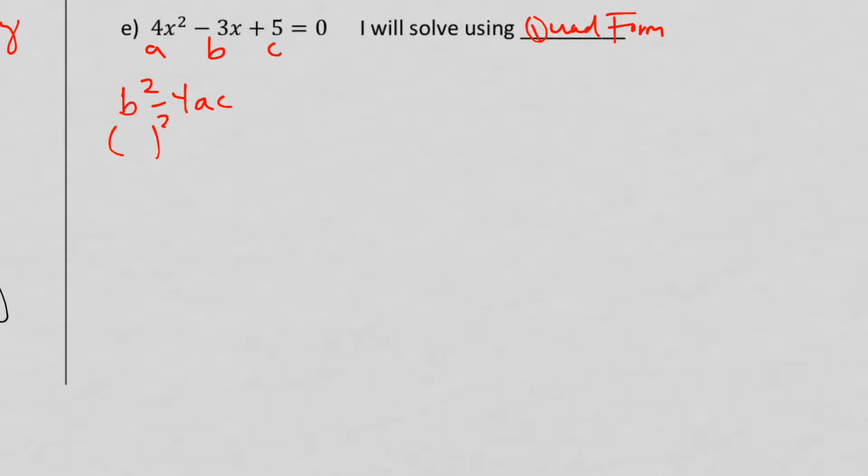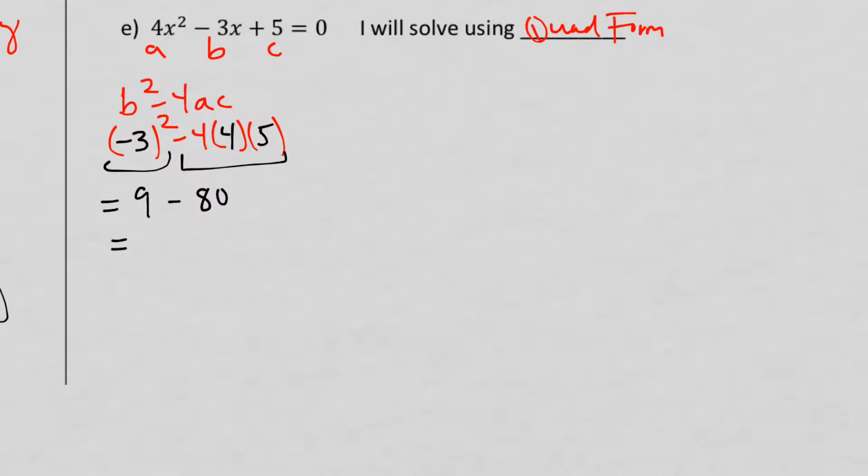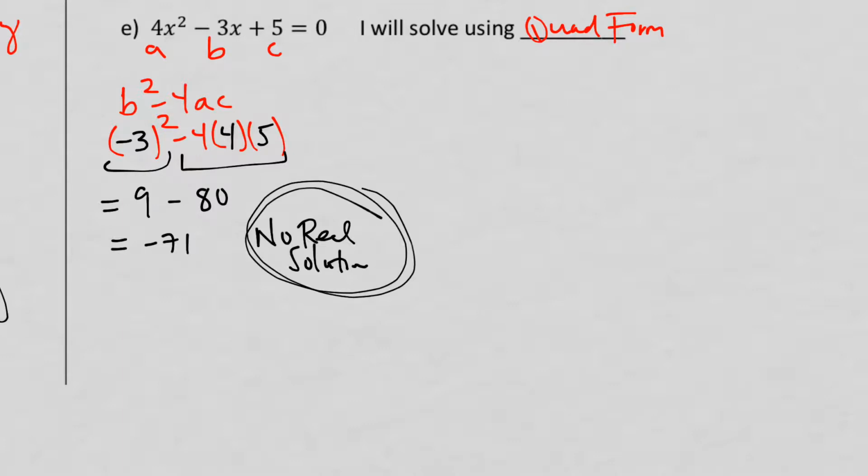If I do that, here I can input b squared, so b is negative 3 squared, minus 4 times a and c. If I work this out, negative 3 squared is 9, and negative 4 times 5 is going to be negative 80. And again, if you need to calculate, that's fine. So 9 minus 80 is equal to negative 71. Now, when your discriminant is a negative value, you know at that moment that you're going to have no real solutions. So on the final exam, you could stop right there and that's your response.